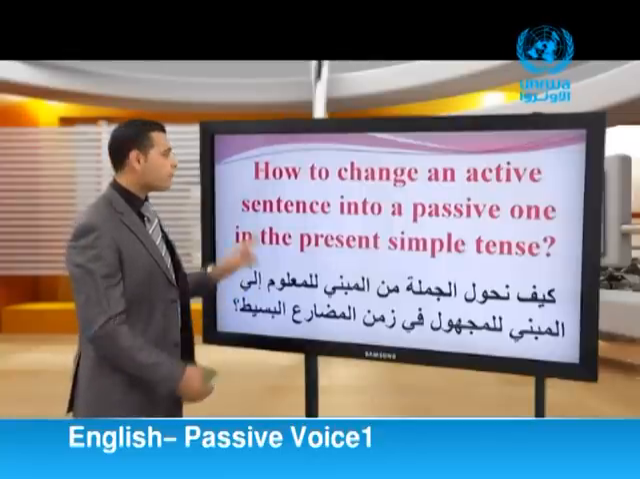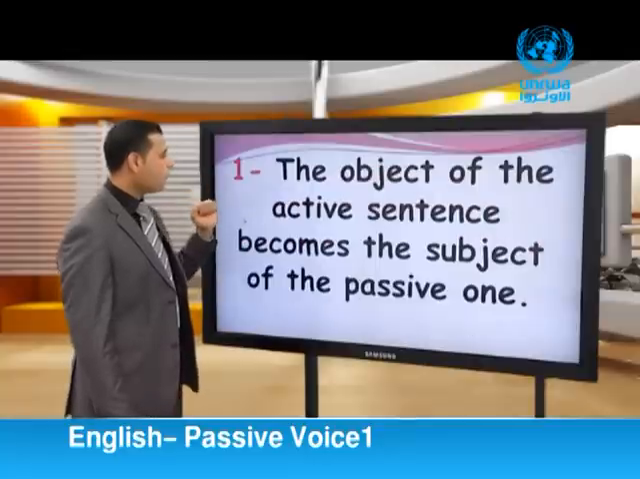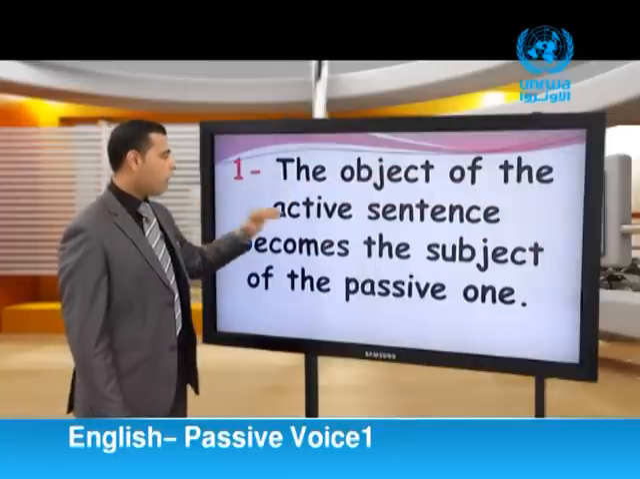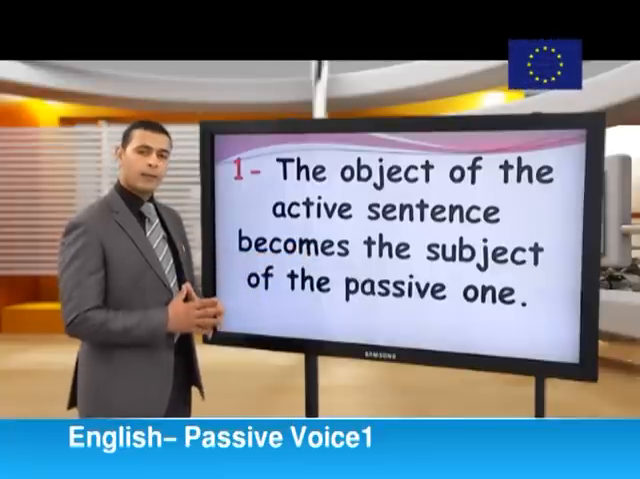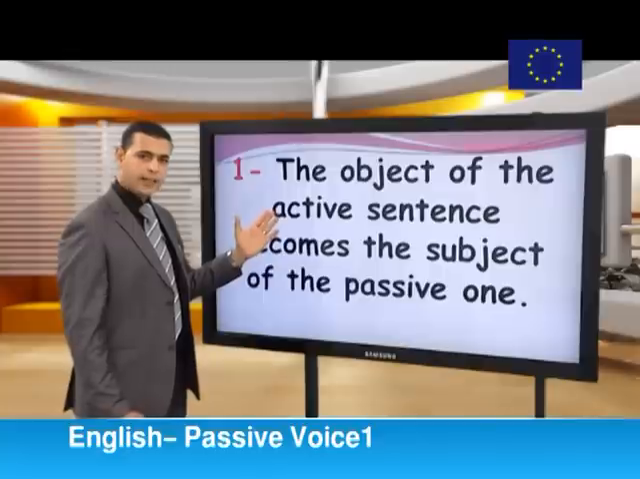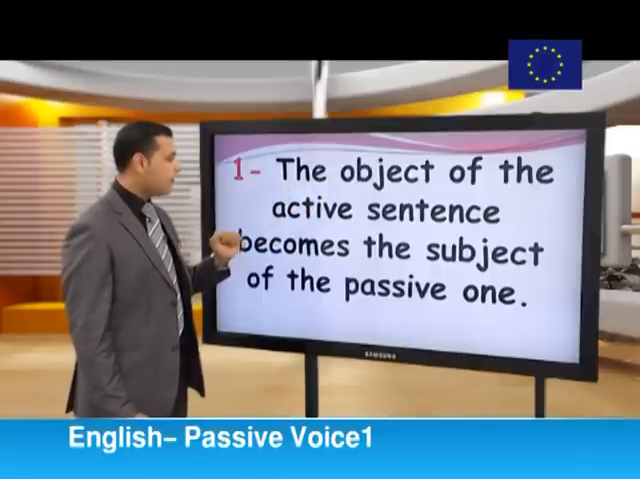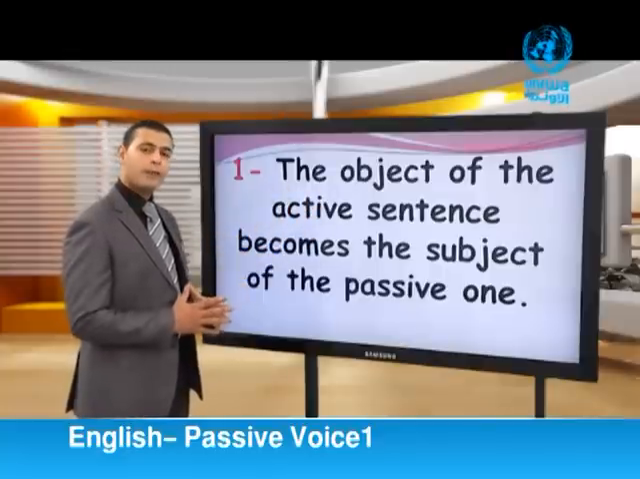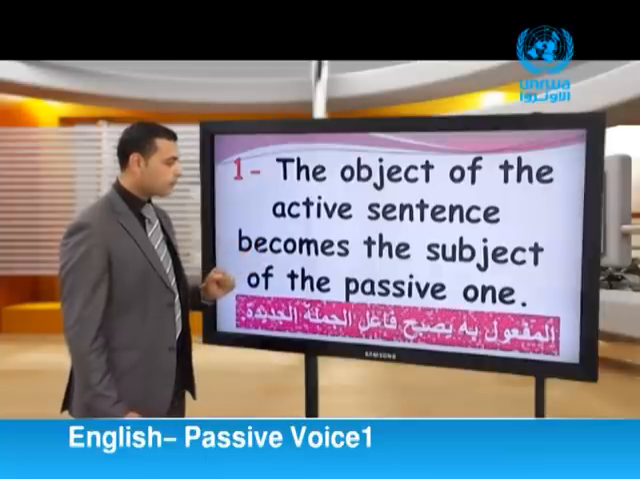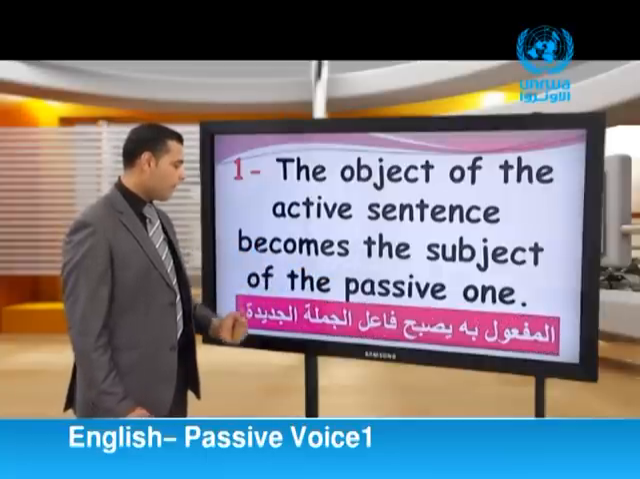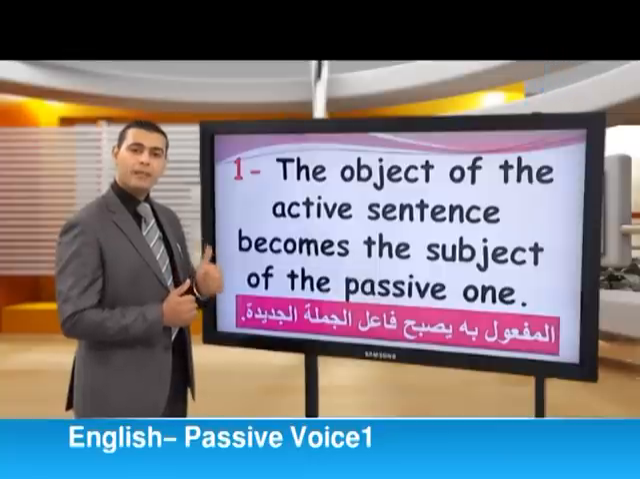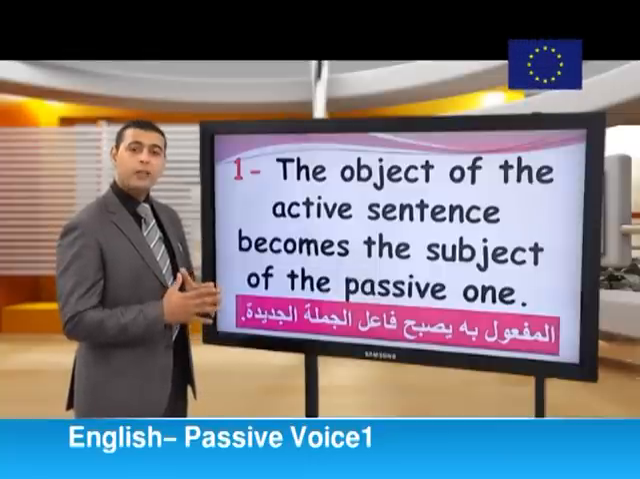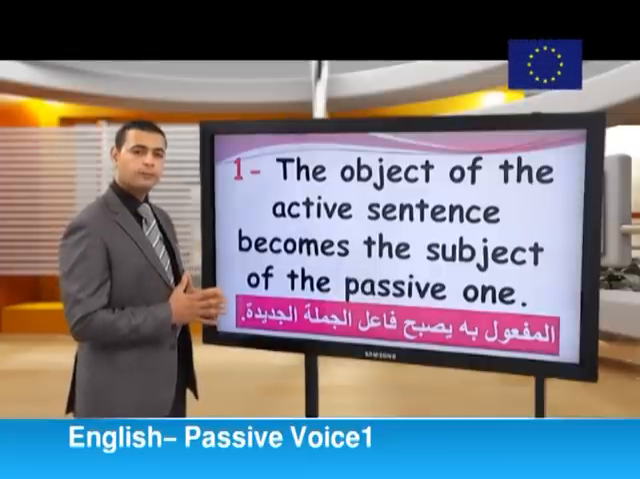Let's go through the steps. Step number 1, the object of the active sentence becomes the subject of the passive one. The object of the active sentence becomes the subject of the passive sentence.